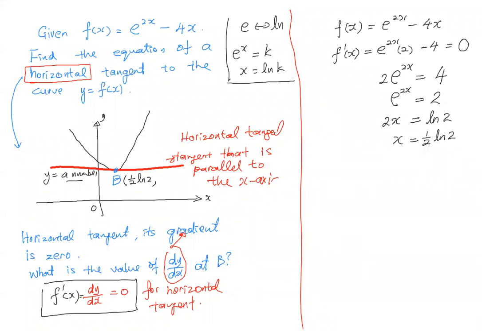So where does this number come from? The y coordinate of B. So how to get the y coordinate of B? How to get the y coordinate of B, Sarafina? Substitute x into the equation. Yeah, the function itself, correct? So now I look for f of half ln 2, correct? So I put it into here.